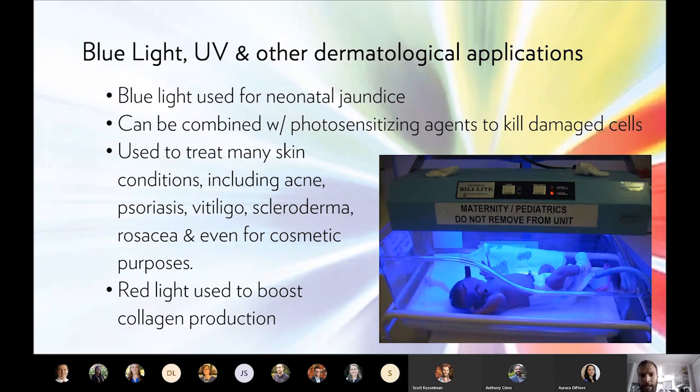Blue light, UV, and other dermatological applications. I have a friend in derm, and she actually listens to me when I talk about light therapies, because she's like, yeah, we use light for all sorts of things now. This is a picture of blue light being used for neonatal jaundice. UV light can also be combined with photosensitizing agents to kill damaged cells. Blue light's also used to treat a whole plethora of skin conditions. And red light is used to boost collagen production. That basically has the same effect on the mitochondria too.